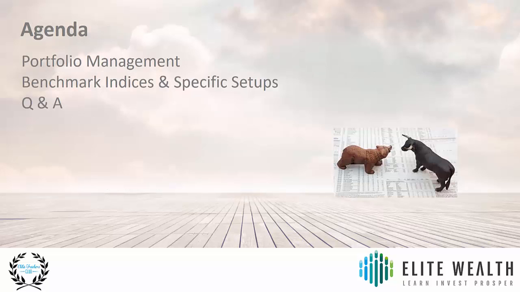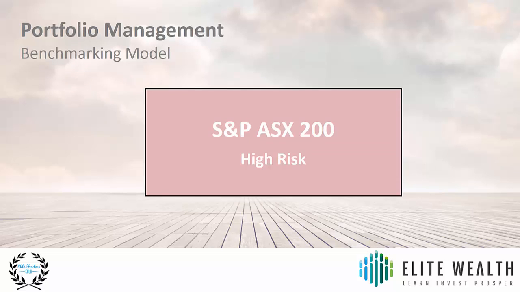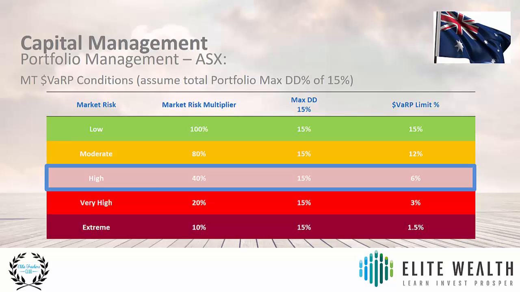All right. This afternoon, portfolio management will go through, have a look at what the indices are telling us, what the current levels of market risk are, some specific setups as well. For the time being, the S&P ASX 200 is still in high market risk mode at this particular point in time. So what does that really mean?